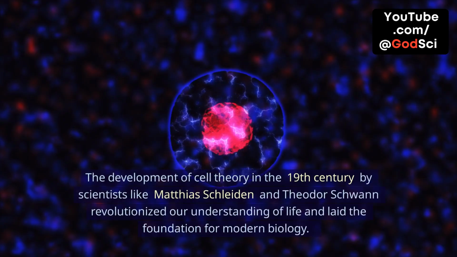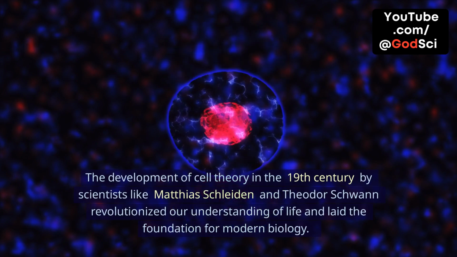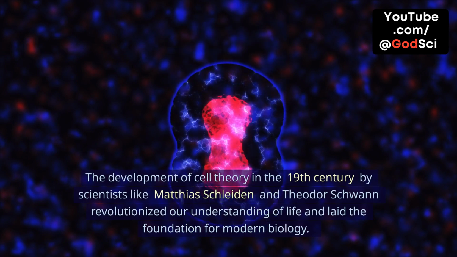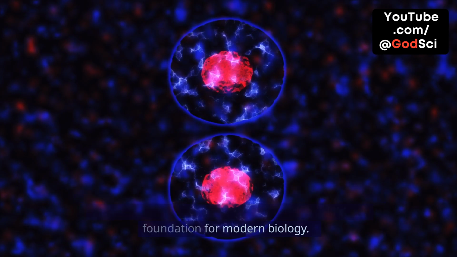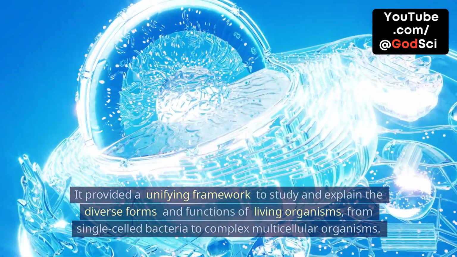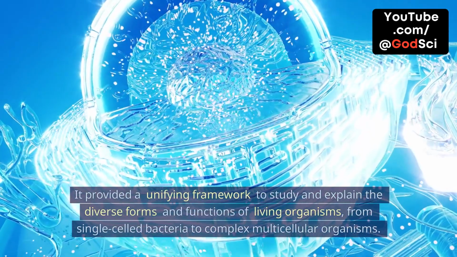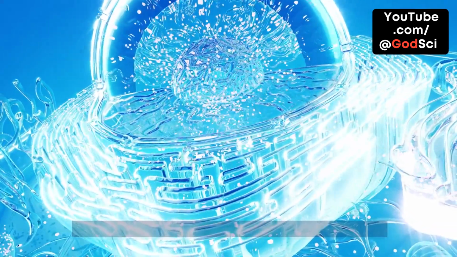The development of cell theory in the 19th century by scientists like Matthias Schleiden and Theodor Schwann revolutionized our understanding of life and laid the foundation for modern biology. It provided a unifying framework to study and explain the diverse forms and functions of living organisms, from single-celled bacteria to complex multicellular organisms.